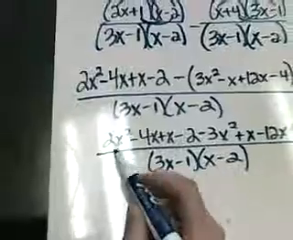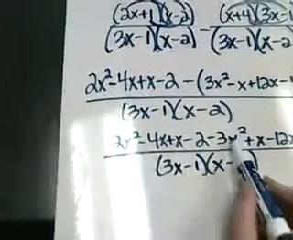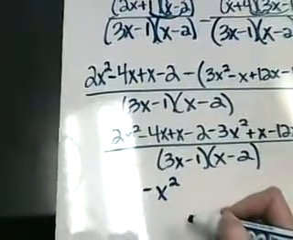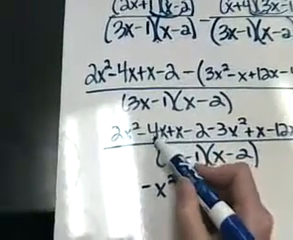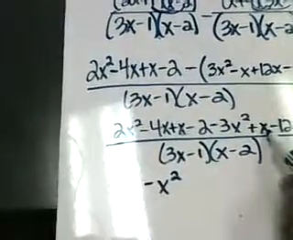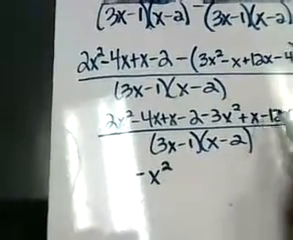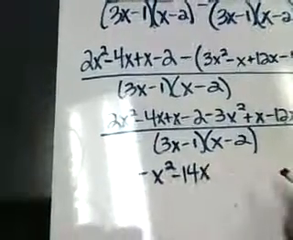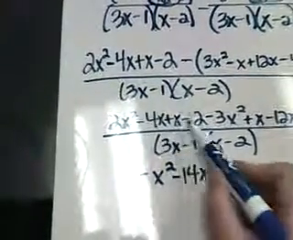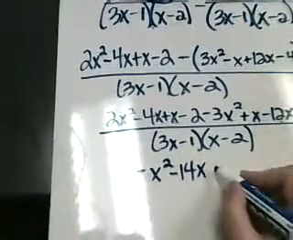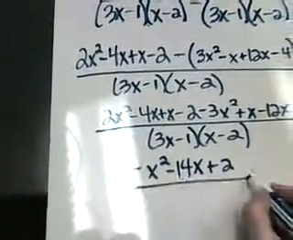Now I need to clean that up. Clean up your x squareds. 2 and negative 3 would be negative 1. Clean up your x's. Negative 4 plus 1 would be negative 3. Plus 1 more is negative 2. Plus negative 12 is negative 14. Then clean up your constants. Negative 2 plus 4 would be plus 2.